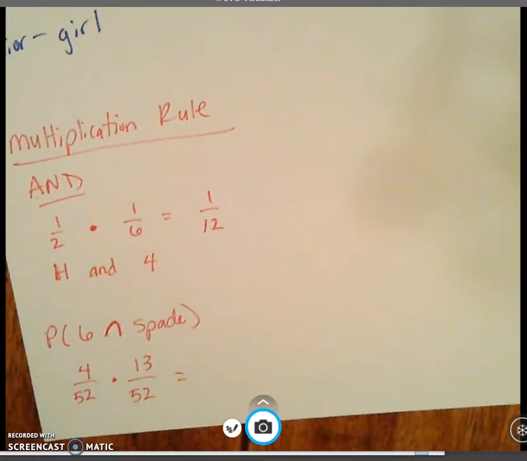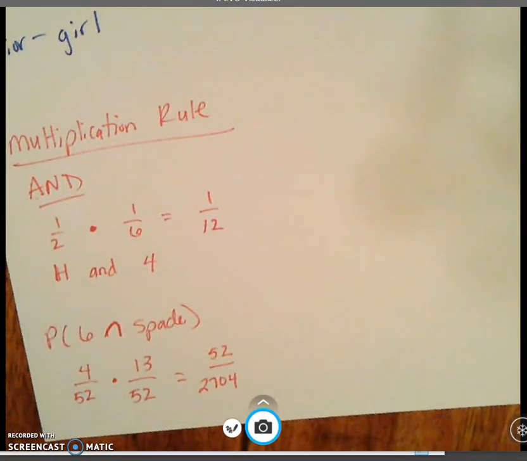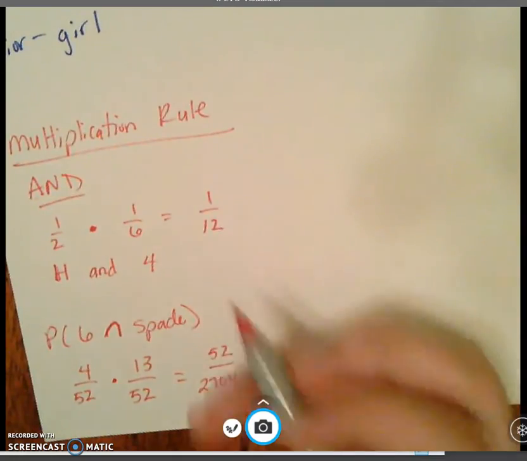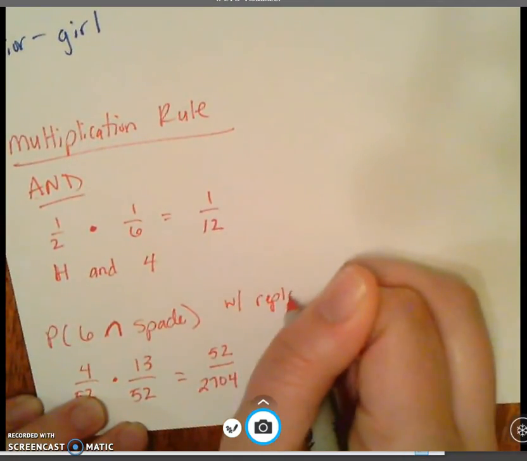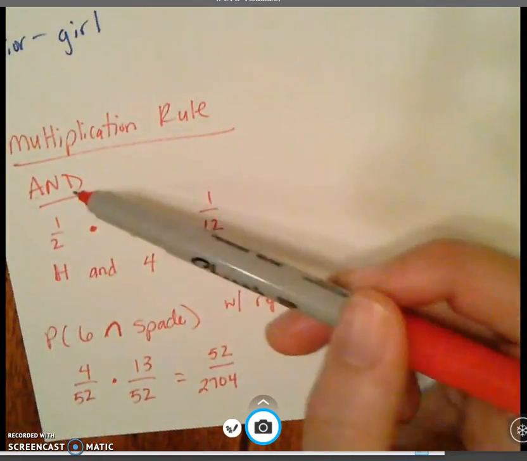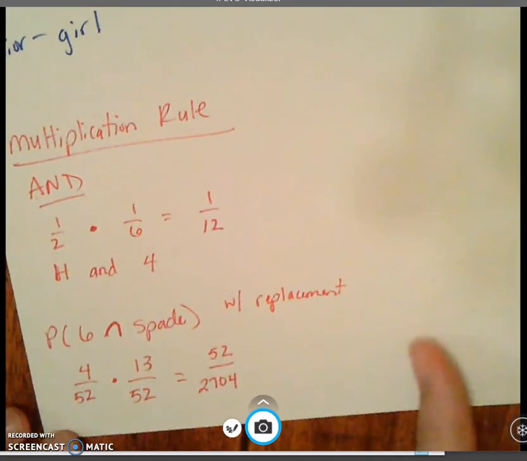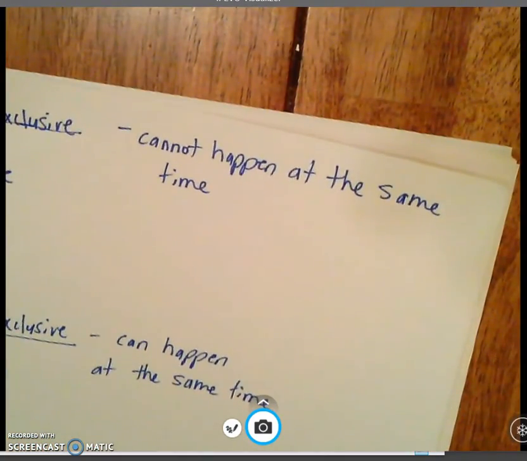4 times 13 is 52. I do not have a calculator on me. Give me a second. And then 52 times 52 is 2704. Okay. So if I want to draw 2 cards, I'm putting it back, so we'll say with replacement. I have a 52 out of 2,704 chance of getting a 6, putting it back, and then getting a spade. So anytime it's asking about the multiplication rule, or anytime you see and, it is a probability of something and something else, you multiply. That's all it is.